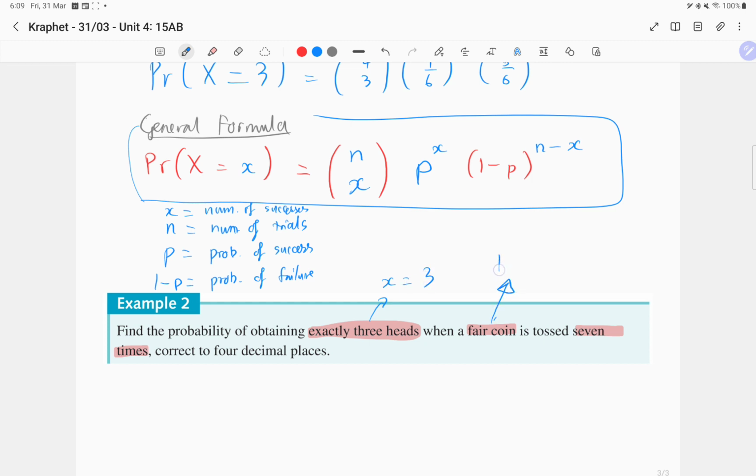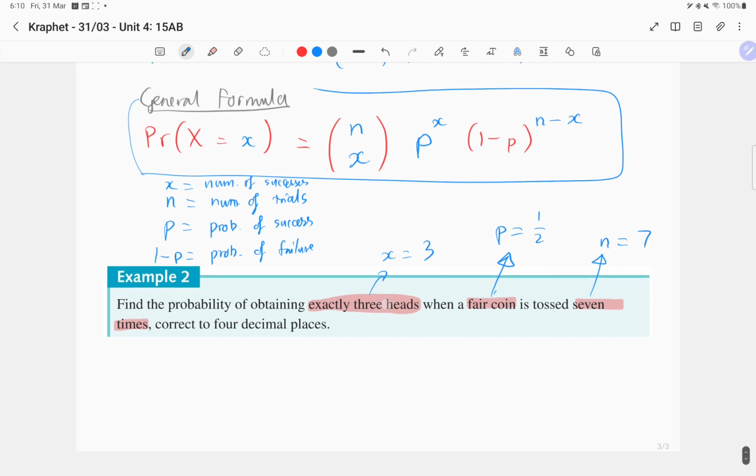A fair coin means the probability of success is 1/2, because the chance of getting a head is 1/2 for a fair coin. If it's a biased coin, it could be 0.6 or 0.4 or whatever. Biased means it has been tampered with, for example, putting a bit more weight on one side, so when you flip it, it increases the chance of getting a head. That's a biased or unfair coin. So a fair coin means the probability of success is 1/2, and it's tossed 7 times, so the number of trials is 7.